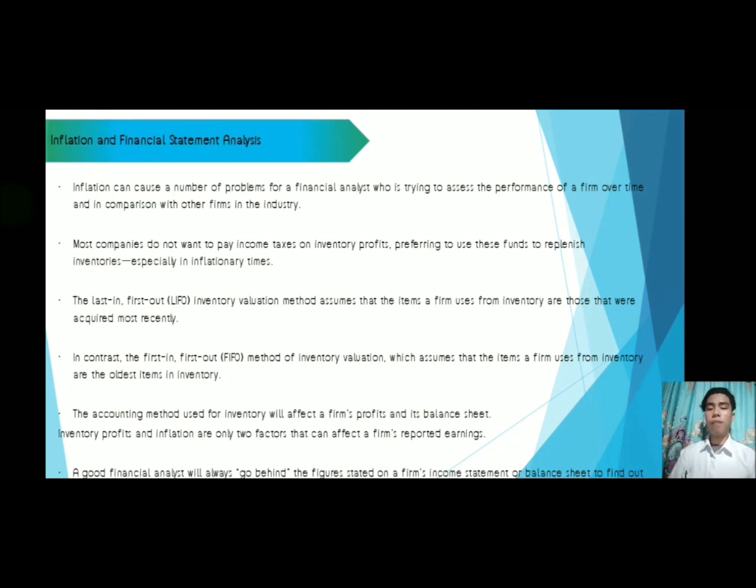Inventory profits and inflation are only two factors that can affect a firm's reported earnings. Differences in the reporting of earnings, the recognition of sales, and other factors can make comparisons between firms somewhat misleading. Again, a good financial analyst will always go behind the figures stated on a firm's income statement or balance sheet to find out what is actually occurring in a company.